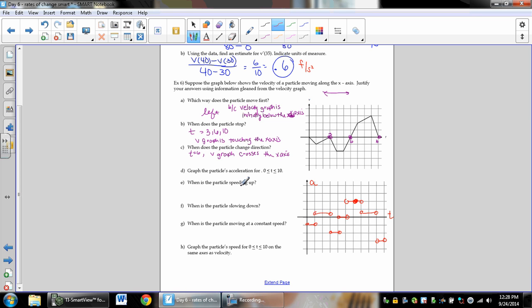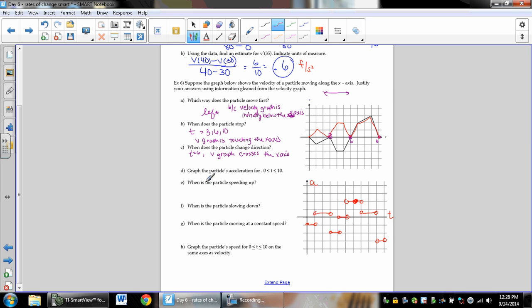Now, when is the particle speeding up? Speeding up means that speed is increasing. So I'm actually going to jump down here because in part H, I ask you to graph the particle speed. Speed is the absolute value of velocity, so all speed does is take the velocity graph and reflect anything that's under the x-axis above the x-axis. So your speed graph is going to look like this. The red is your speed graph.